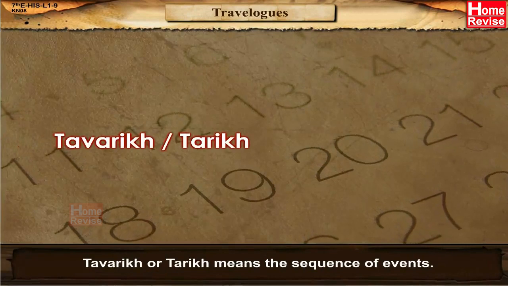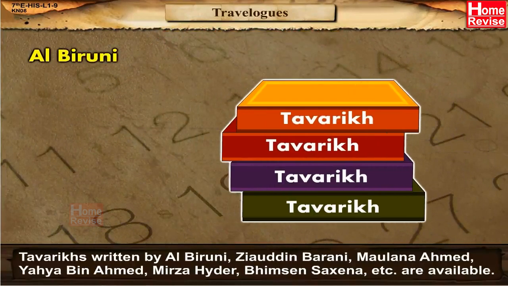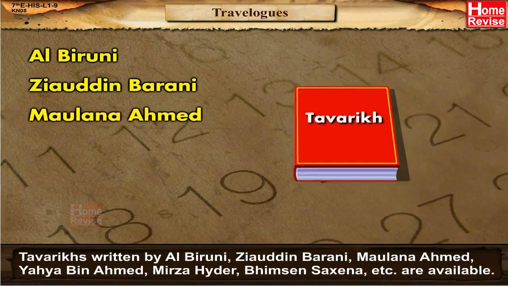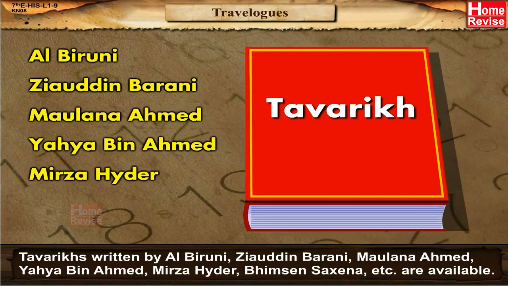Tawarikh or Tarikh means the sequence of events. Tawarikh written by Al-Biruni, Ziauddin Barni, Maulana Ahmad, Yahya bin Ahmad, Mirza Haidar, Bhimsen Saxena, etc. are available.